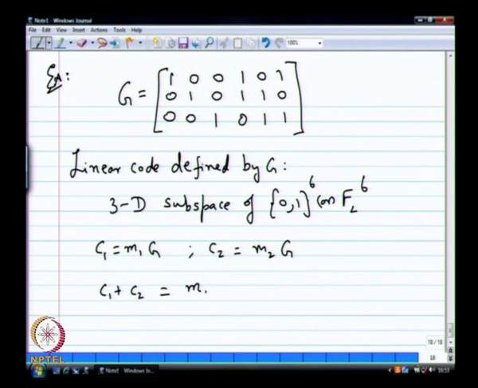m1g plus m2g, which is m1 plus m2 times g. This is from basic matrix operations, right. So, what is m1 plus m2 into g? Okay, so this is some m prime into g, which is also a valid code word.